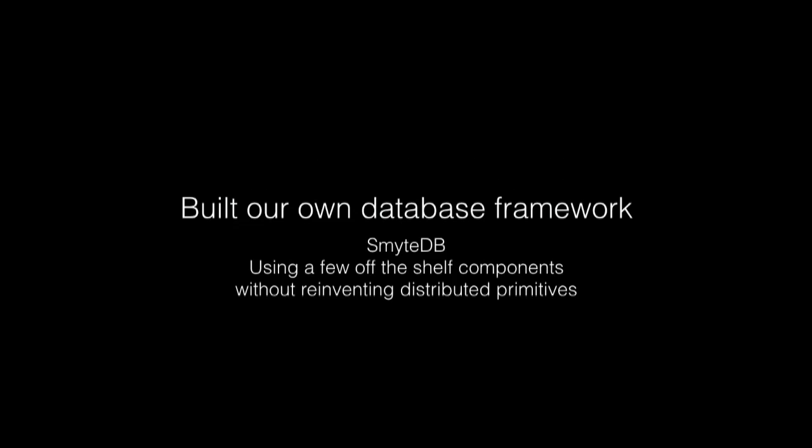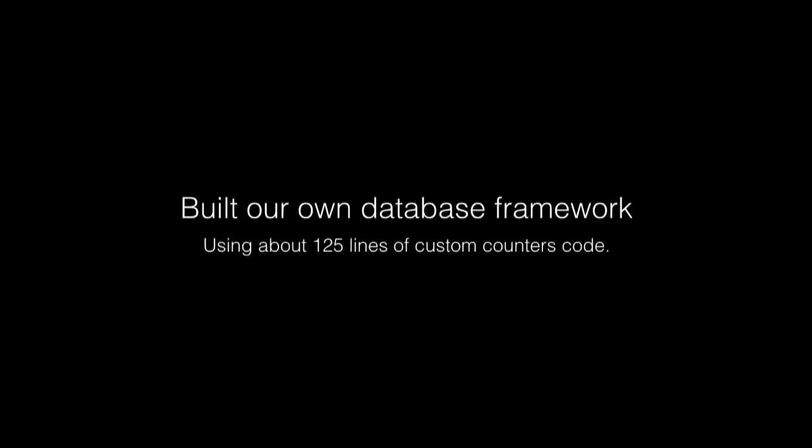So far, I've talked about how we build this framework called SmyteDB using just a few off-the-shelf components. An important point here is that Smyte is a security shop, not a database shop. So we don't want to reinvent any of the distributed system primitives. And in SmyteDB, we don't have to do any of that. We get all these nice properties from the frameworks that we applied, such as Kafka and Kubernetes. And on top of that framework, we can build our own counters database, for example, with just over 100 lines of code, which is also open source on the Smyte GitHub account.